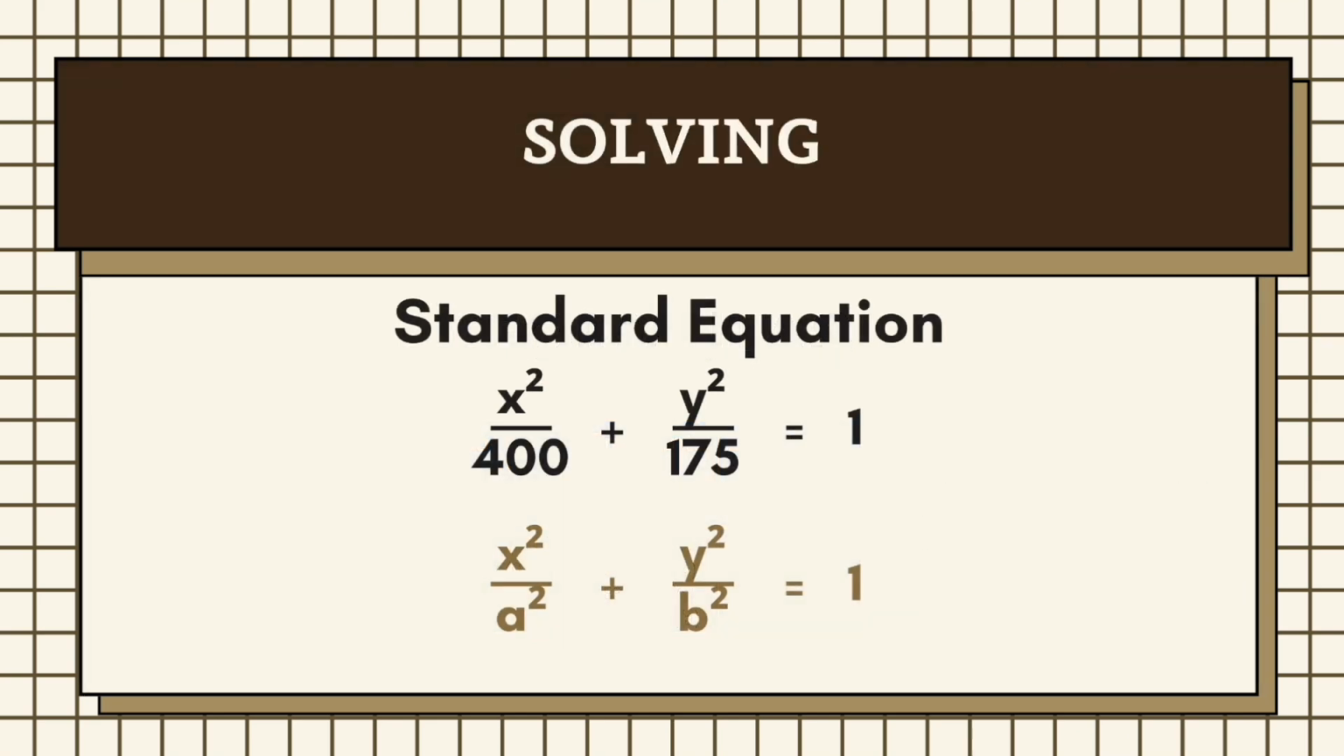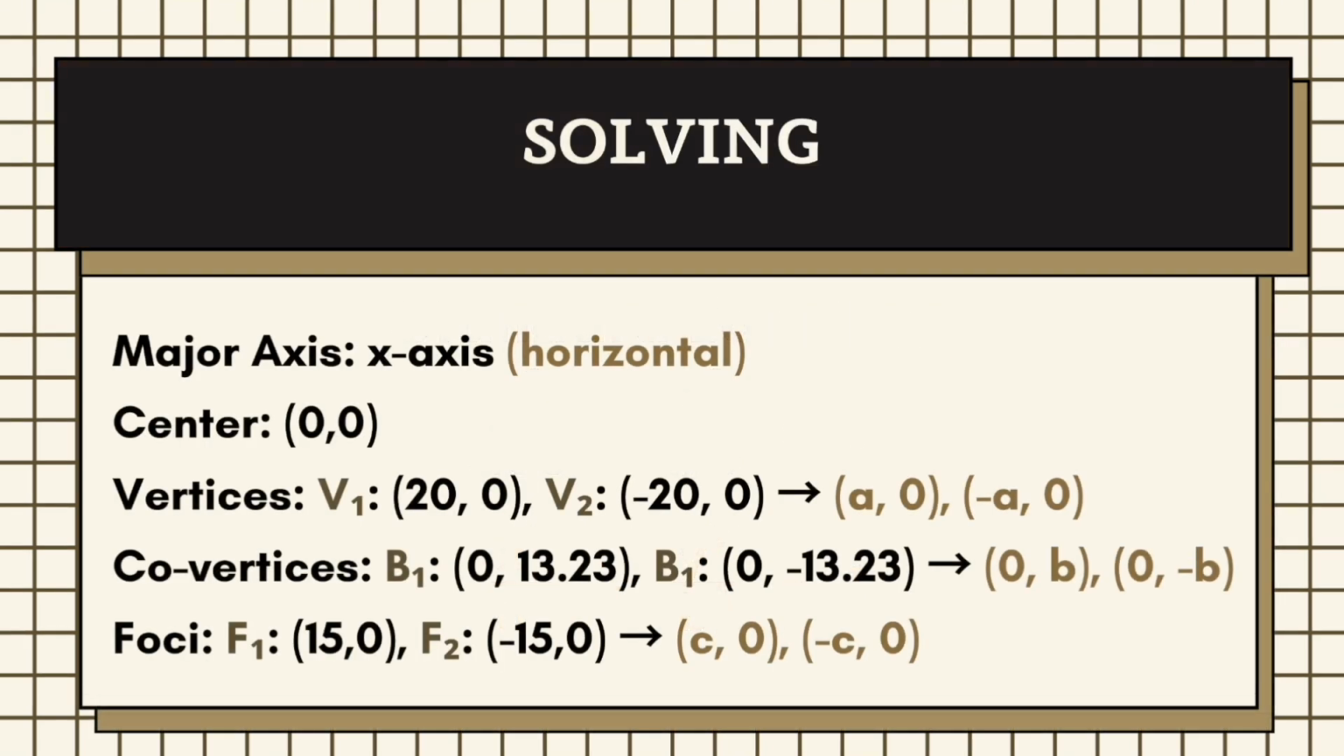From the table, we already know that the standard equation of our ellipse would be x squared over a squared plus y squared over b squared equals 1. We also learned from our previous problem solving that a squared for this particular problem is equal to 400 and b squared is equal to 175. Since the major axis and center were already given, let's go straight to vertices.